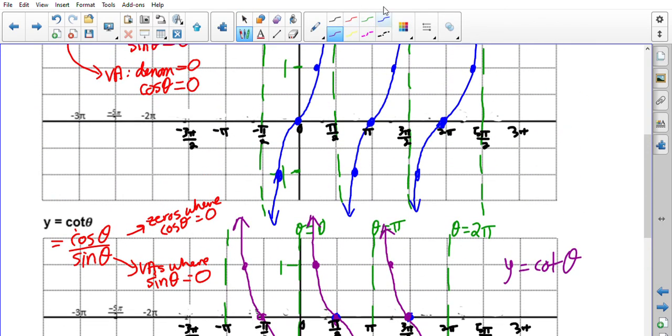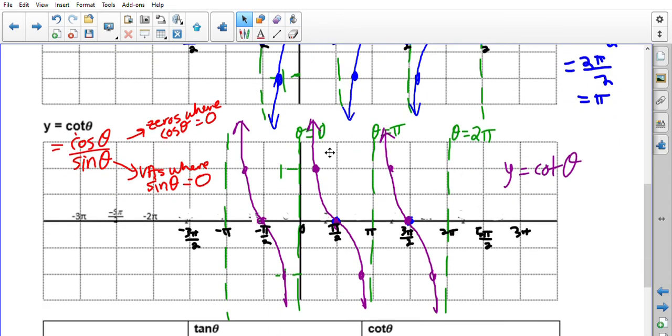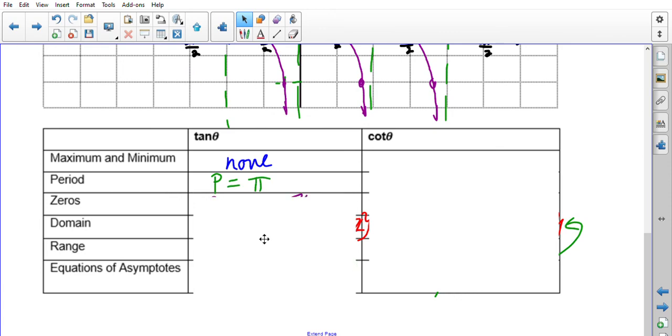Let me write it in blue, sorry. The period is going to be equal to 3 pi over 2 minus pi over 2, and that will lead us to 2 pi over 2, and that reduces to pi. So this is something else that's unique. The period for tan is pi, not 2 pi like the other two functions. So the period here is pi.